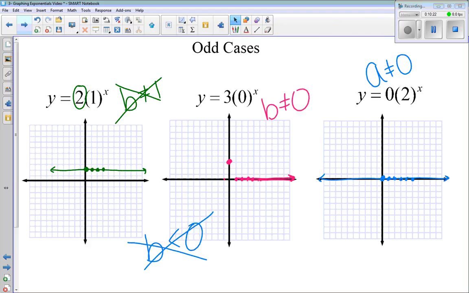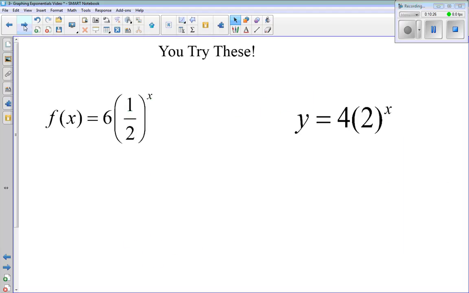All right, well, you guys know everything you need to know to graph. So go ahead, pause the video, try these 2 examples, and be ready to graph some exponentials in class.